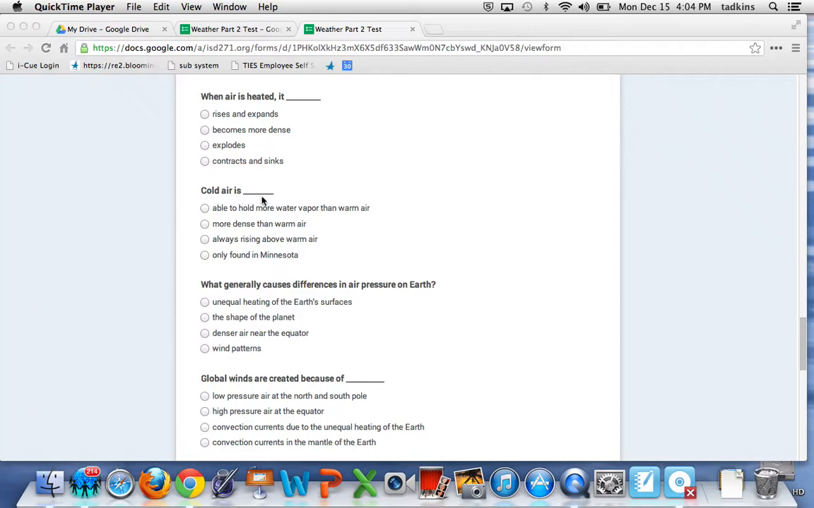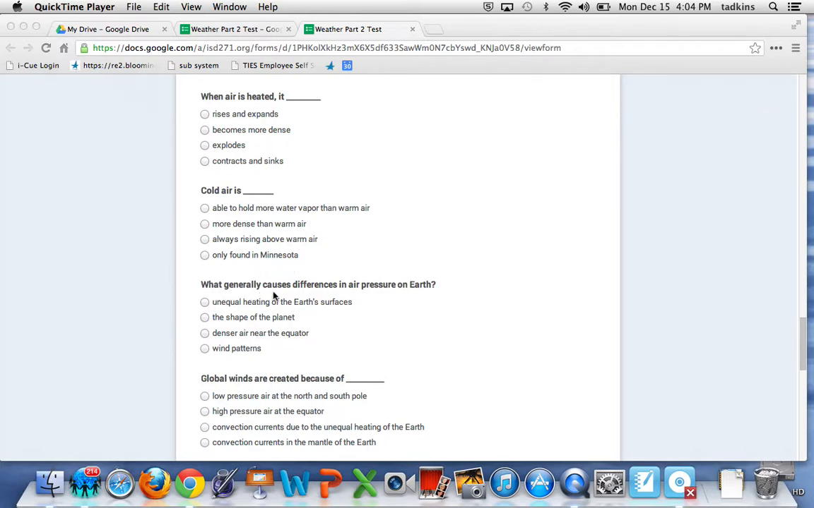Cold air is blank. Cold air is able to hold more water vapor than warm air. Cold air is more dense than warm air. Cold air is always rising above warm air. Cold air is only found in Minnesota.